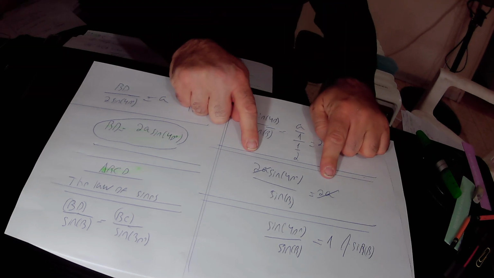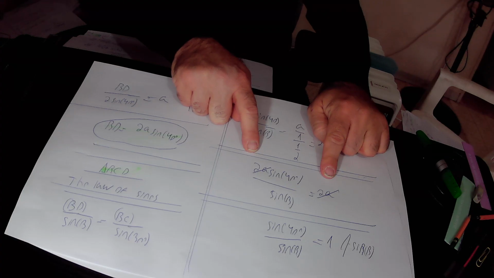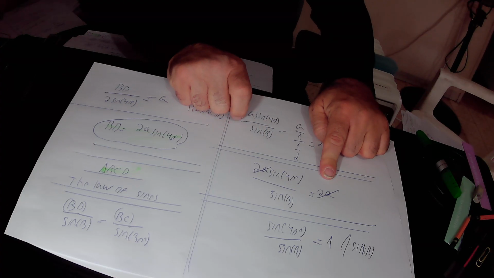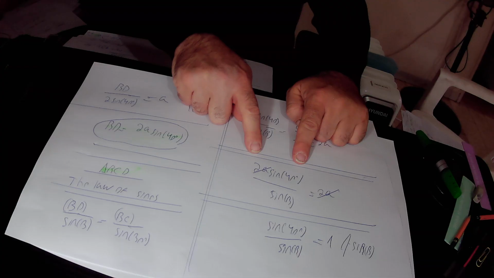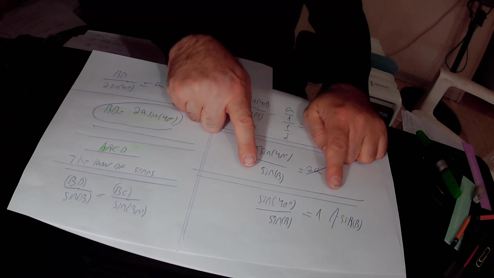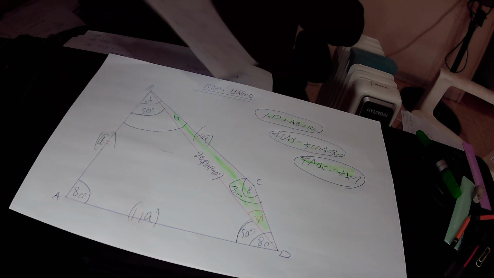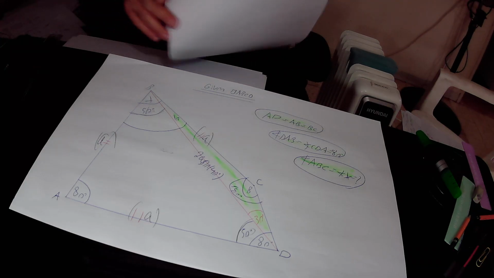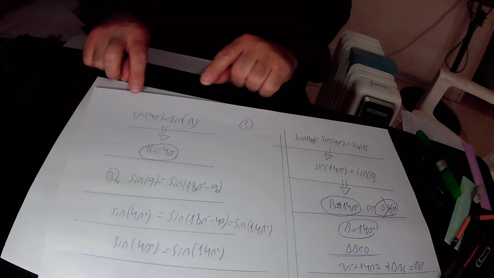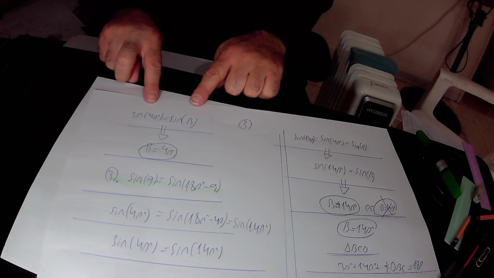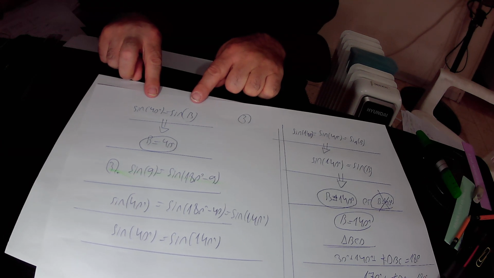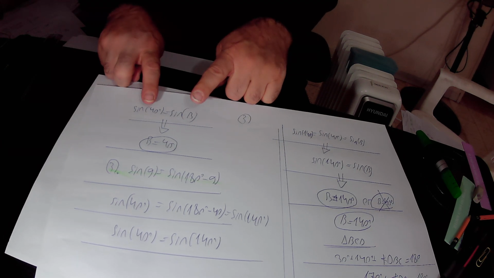We have 2A on both sides of this equation, so 2A will get cancelled. After cancelling 2A, on this side of the equation we are left only with 1, while on the other side we are left with sine 40 degrees over sine beta. So in total, sine 40 degrees over sine beta equals 1. Here we multiply this equation by sine beta, and finally find that sine 40 degrees equals sine beta. If sine 40 degrees equals sine beta, it means that beta equals 40 degrees in its size.